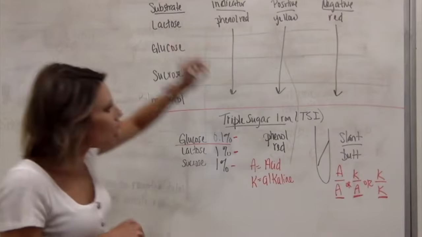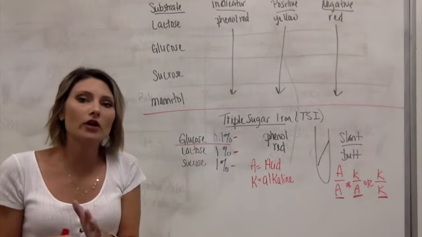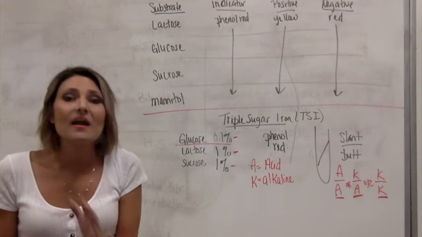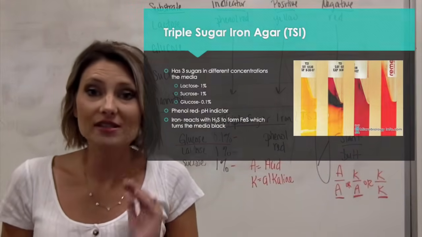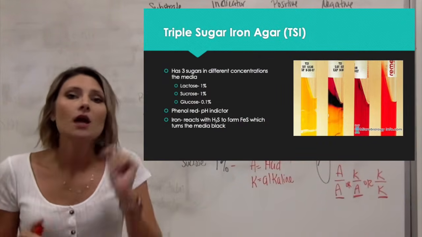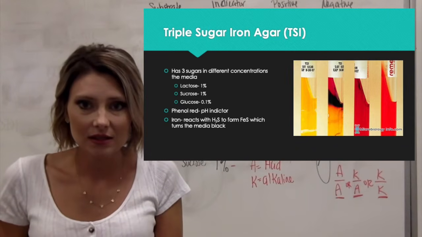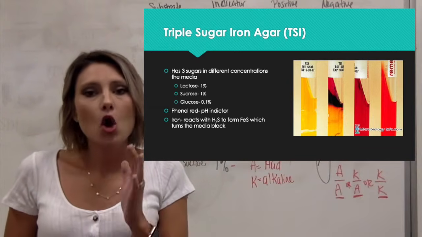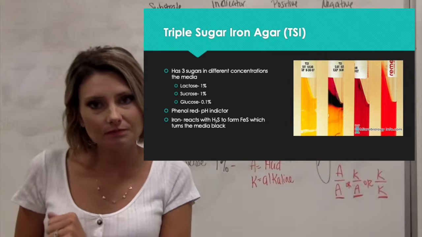Now, let's talk about the iron part of the media. So we've already gone over the sugar. We've already gone over the fermentation. So let's talk about the iron part. There is also in this media an amino acid called cysteine. Some bacteria can deaminate the cysteine. When that happens, they're breaking down the cysteine, and hydrogen sulfide is produced.